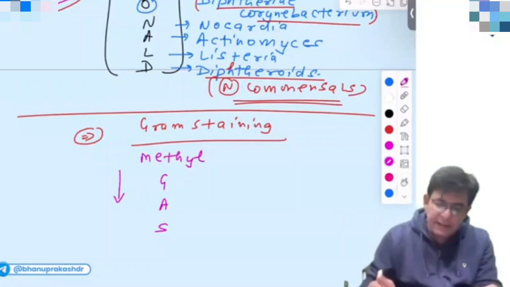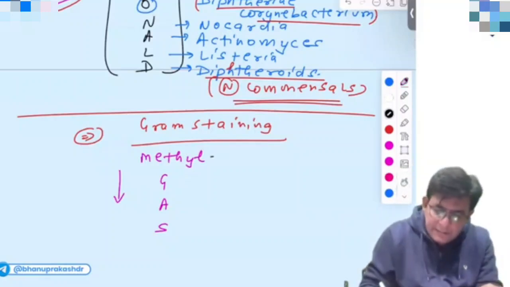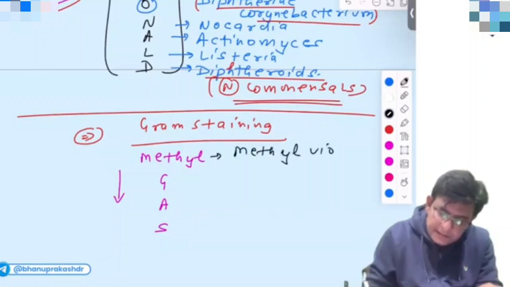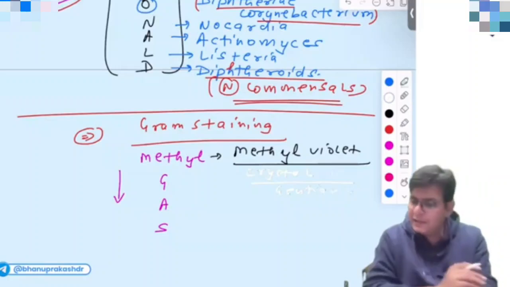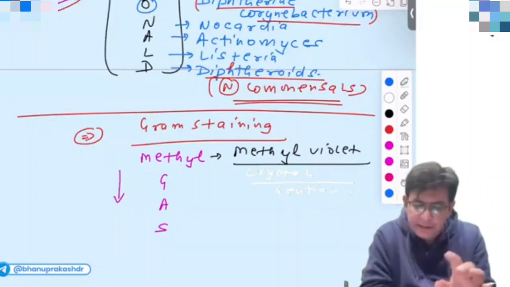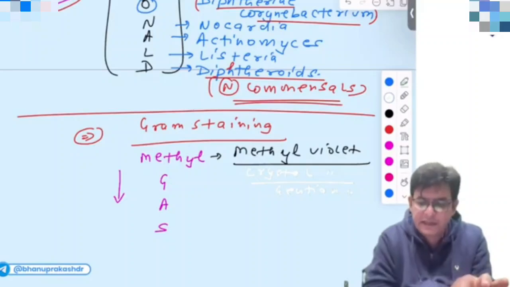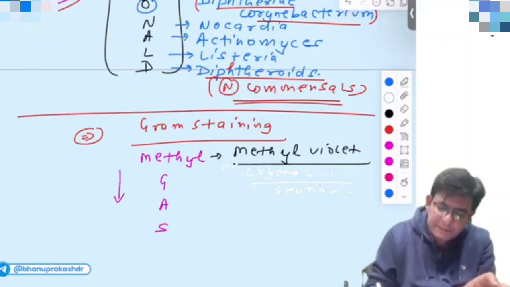Methyl gas. And what is there in the methyl gas, guys? Methyl violet. And this can be what? It can be crystal violet or it can be gentian violet. Means it should be a basic dye, like methyl violet, crystal violet or gentian violet. That you should know.